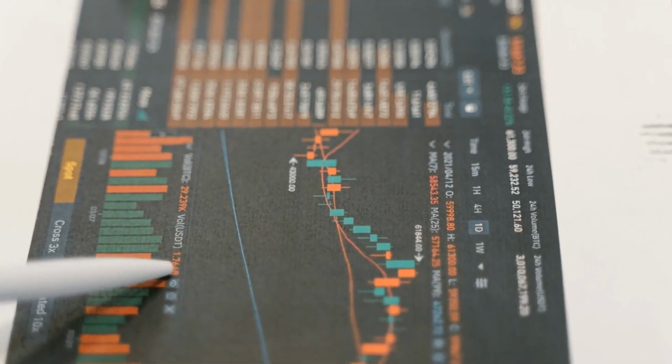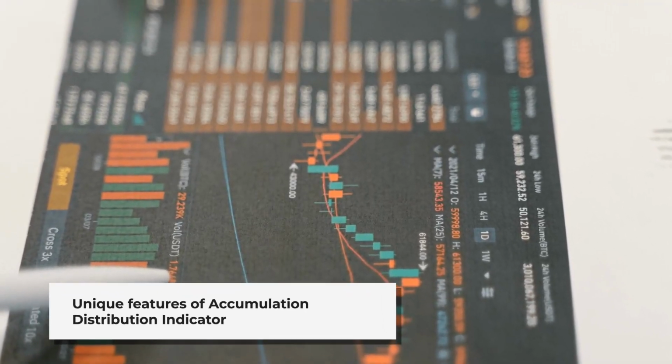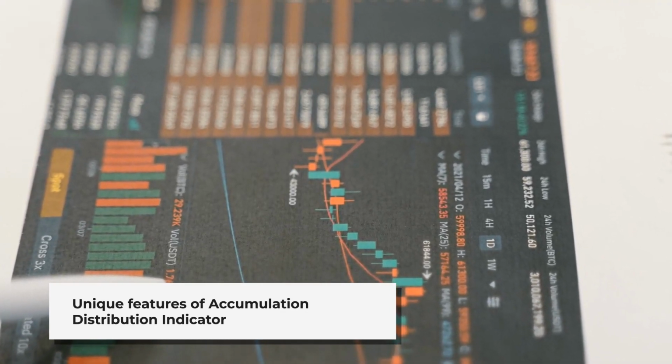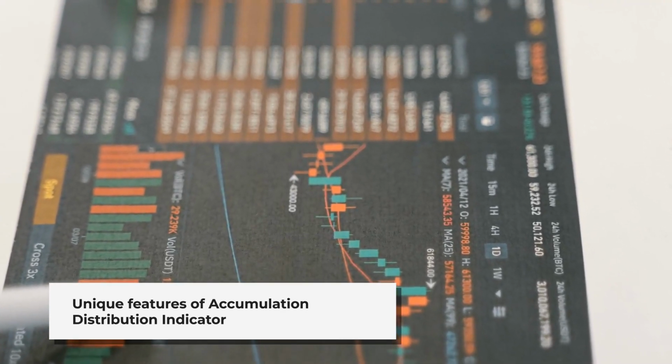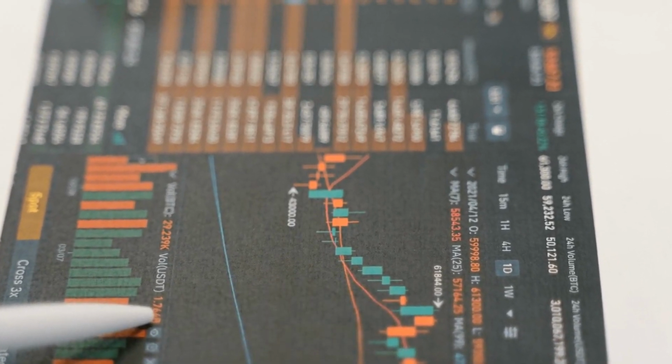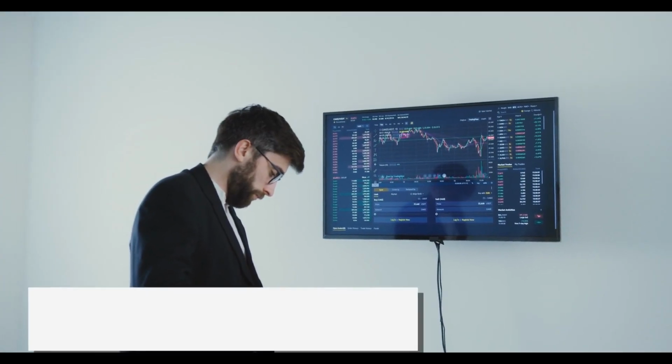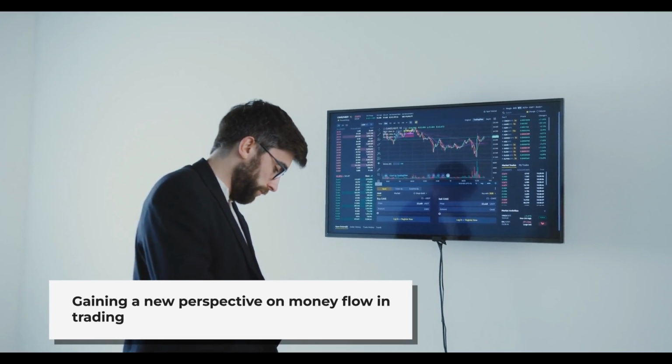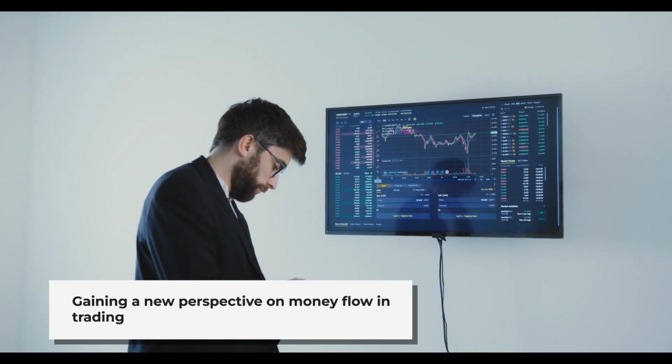While similar to the on-balance volume indicator, the accumulation distribution indicator does not factor in the previous close of the candle, focusing instead on the closing price's position within the day's range. This unique approach provides a different perspective on money flow, making it a valuable addition to a trader's toolkit.